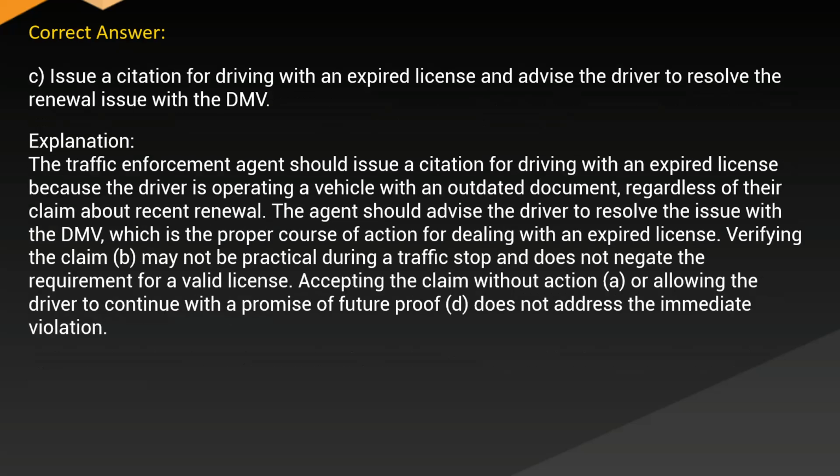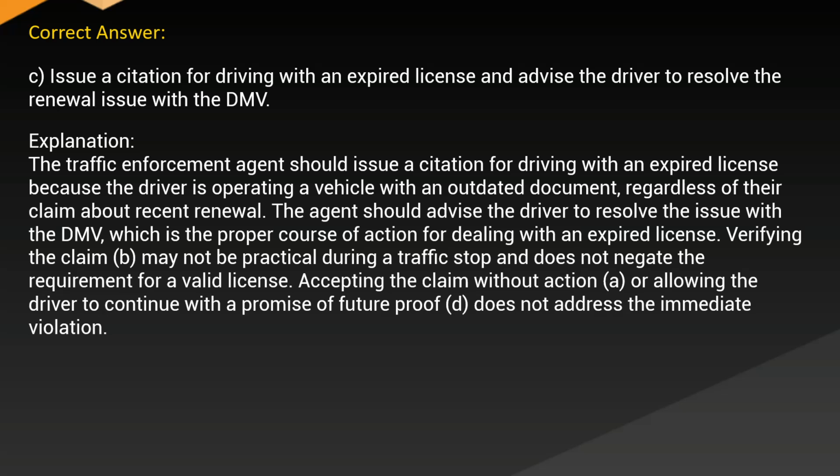Correct answer. C. Issue a citation for driving with an expired license and advise the driver to resolve the renewal issue with the DMV. Explanation. The traffic enforcement agent should issue a citation for driving with an expired license because the driver is operating a vehicle with an outdated document, regardless of their claim about recent renewal. The agent should advise the driver to resolve the issue with the DMV, which is the proper course of action for dealing with an expired license.